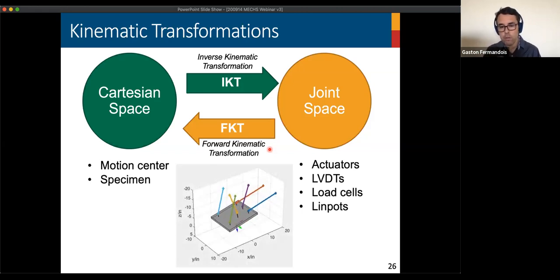This animation illustrates basically what I'm trying to say. Each extension of the actuator has an effect on the motion of the platform in Cartesian coordinates and vice versa. So it's quite important to have a good, accurate way to get this information in order to make accurate estimations of the position of your specimen.